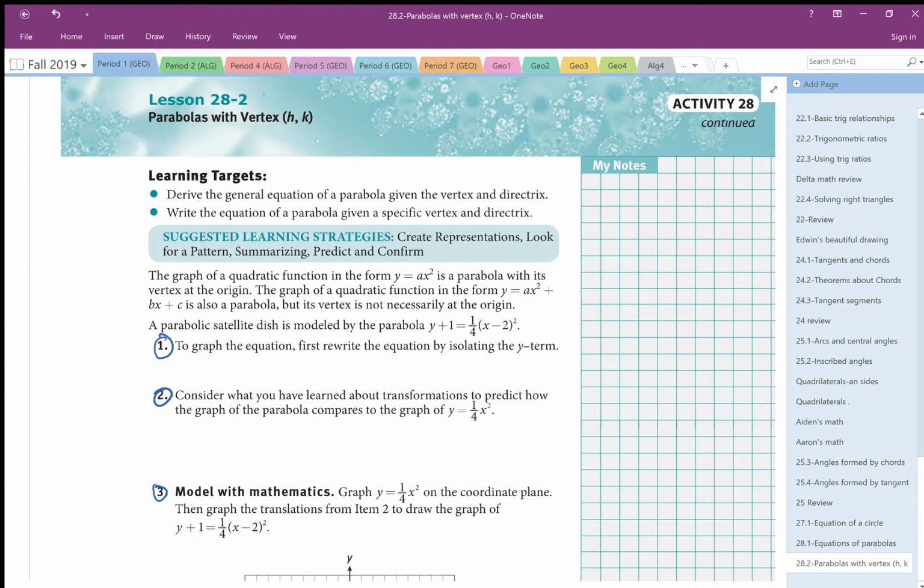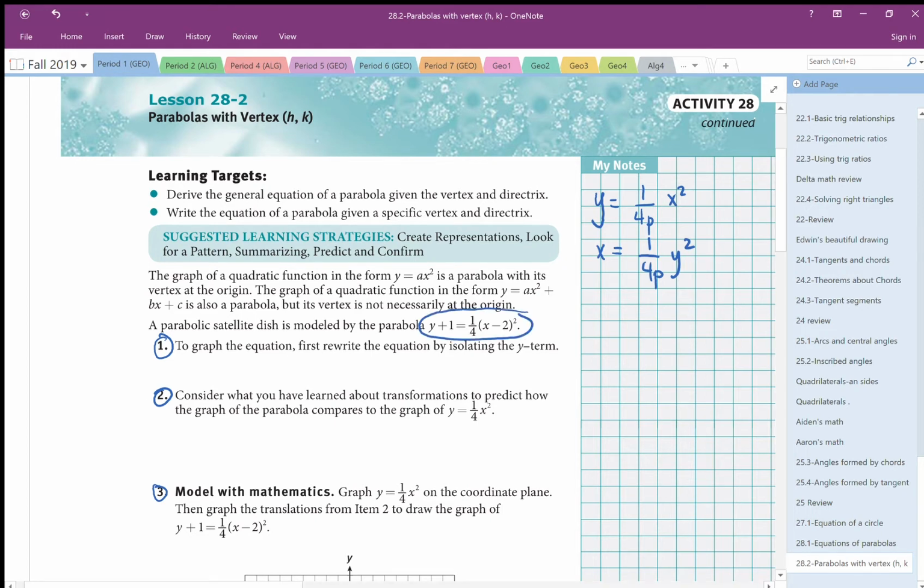So if you remember, the formulas on the last section were y equals 1 over 4p x squared, or x equals 1 over 4p y squared. There were no numbers being added or subtracted to either x or y because everything was vertexed at 0, 0, so there's no need to add or subtract 0. But now that we're adding and subtracting actual numbers, it's going to look more like something like that.